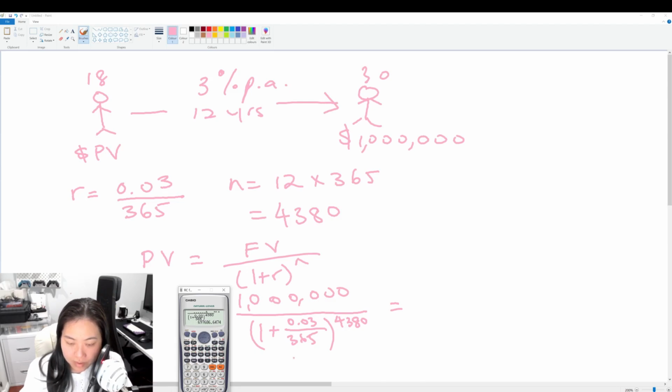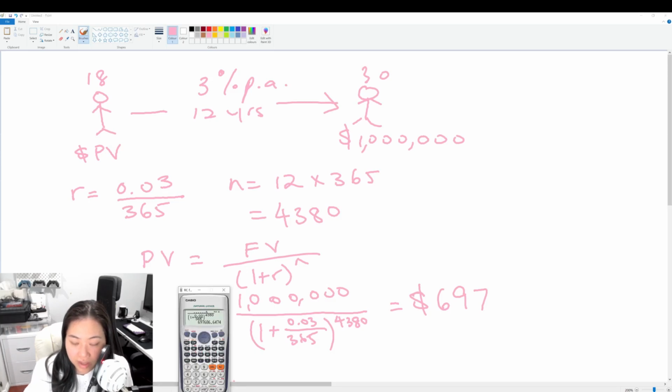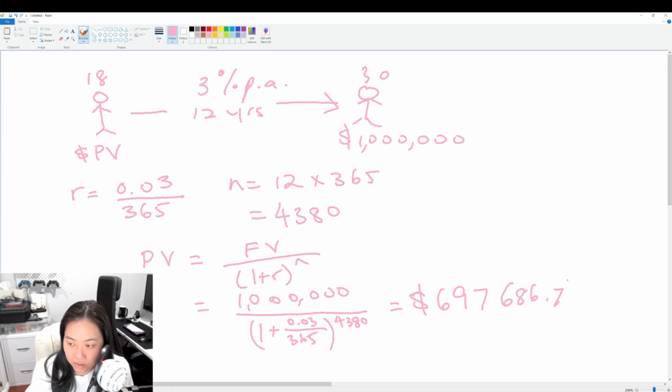Ready? You need to have, at our current interest rate, almost $700,000 in your account right now. $697,686.65. You need $697,686.65 in your account today at the current interest rate of about 3% per annum, compounded daily, to achieve your dream of being a millionaire by the time you are 30.